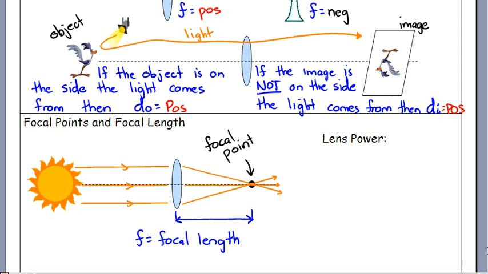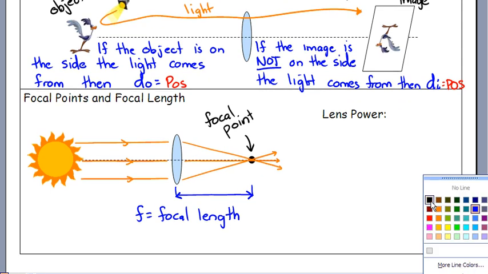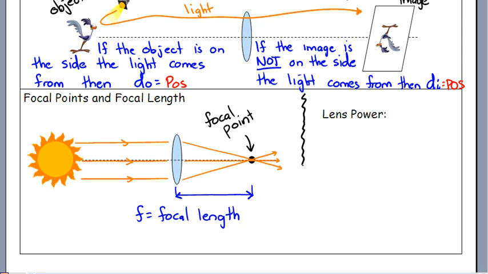Now, one little random bit of trivia. If you want to become an optometrist, optometrists don't generally talk about the focal length of lenses. Instead, they prefer, for very good reason, to talk about the power of a lens. And the power, to an optometrist, is actually the focal length reciprocated, just upside down.